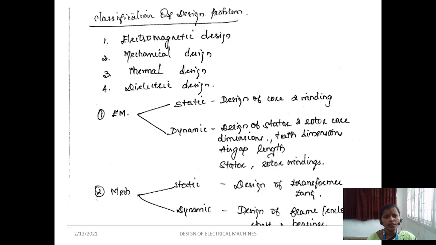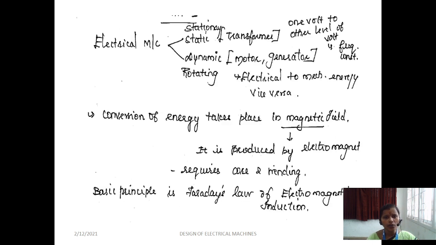The next thing is we'll get into the topic of classifications of design problem. Majorly, design falls under four categories: electromagnetic design, mechanical design, thermal design, and dielectric design. You have checked the classification of electrical machines as static and dynamic, where the transformer and motor generator are examples of those categories, right?